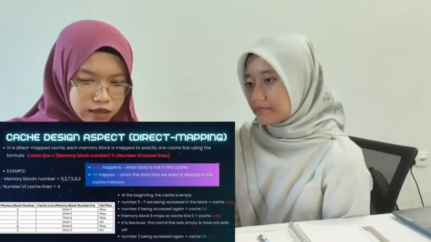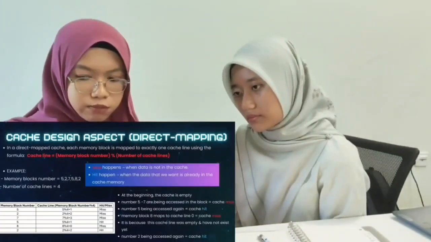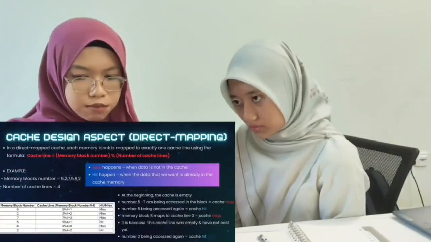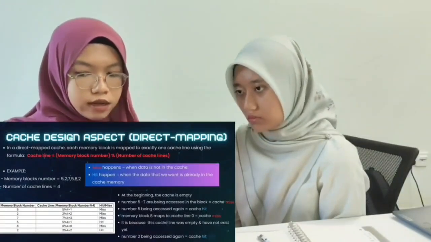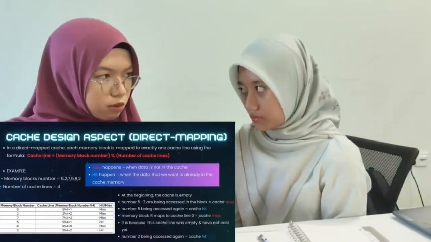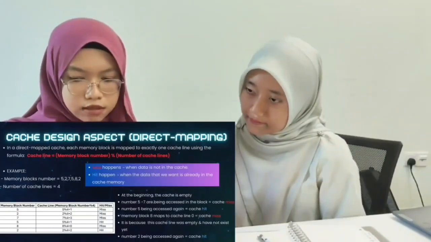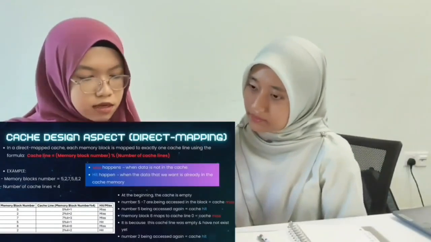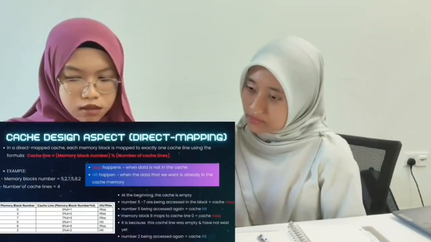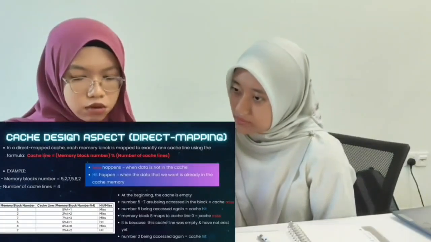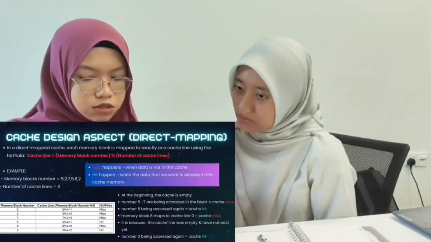So you can see here that there's number 5 again. Number 5 being accessed again, we call it a cache hit because a hit happens when the data that we want is already in the cache memory. And you can see here again, memory block A maps to cache line 0. We call it a cache miss since there's nothing here yet. And number 2 being accessed again, we call it a cache hit because you can see there is 2 and there is 2 here again. Do you understand now?